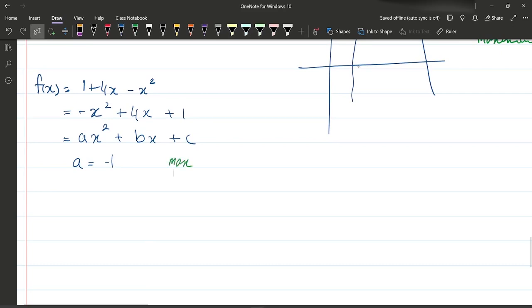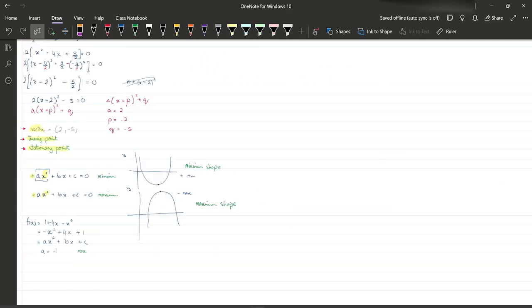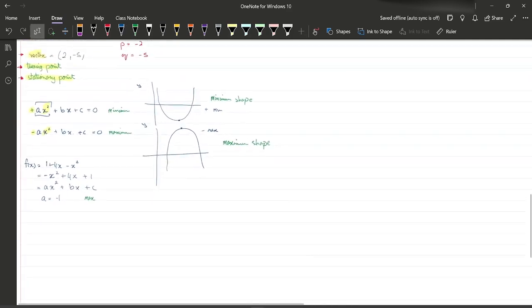So the stationary point, this point, or this one, because a quadratic curve only has one. So this would be either maximum or minimum. This one, minimum. This one, maximum. So if it's positive, min. If it's negative, max. Okay, so that's pretty much it, and I'll see you in the next one.